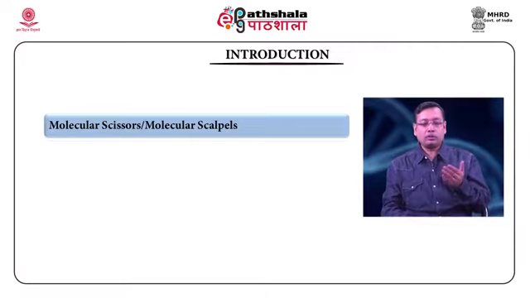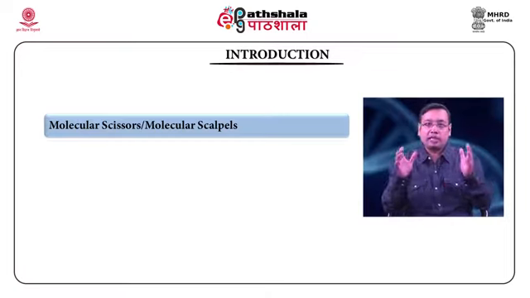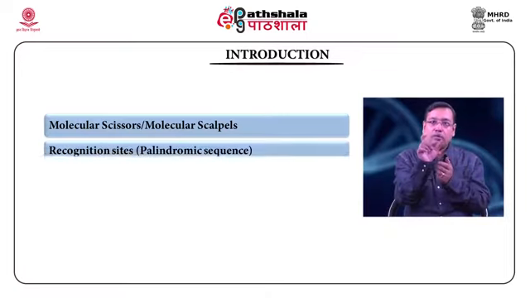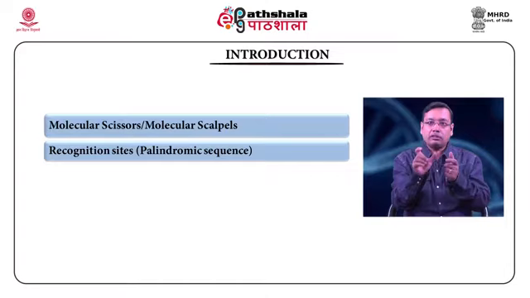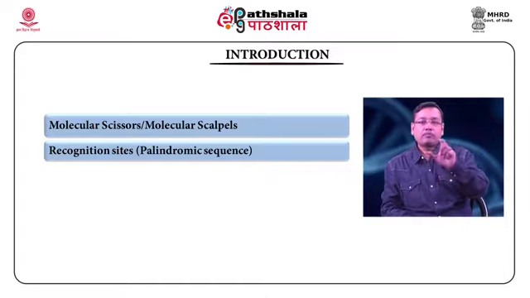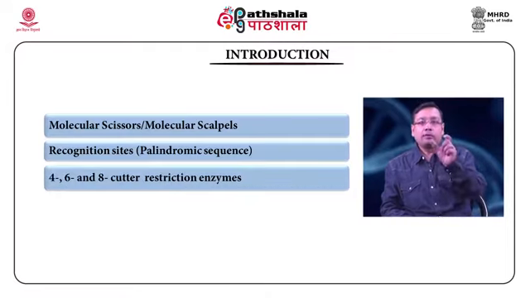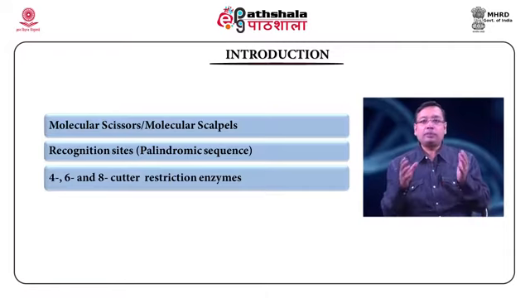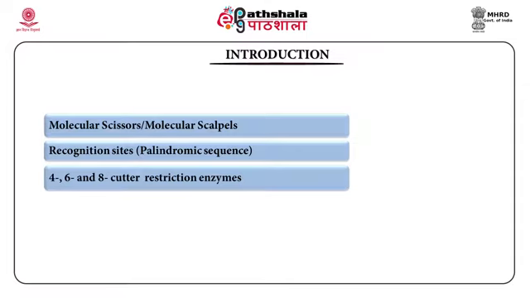How does it work? Let's say there is a DNA sequence, and in the DNA sequence there has to be some recognition site, and that recognition site can be read by restriction endonuclease, which recognizes a particular base pair and then cuts. Second thing, there are different kinds of restriction endonuclease with different cutters. A 4 base pair one is called a 4 cutter, 6 base pair is called a 6 cutter, and 8 base pair is called an 8 cutter restriction endonuclease.